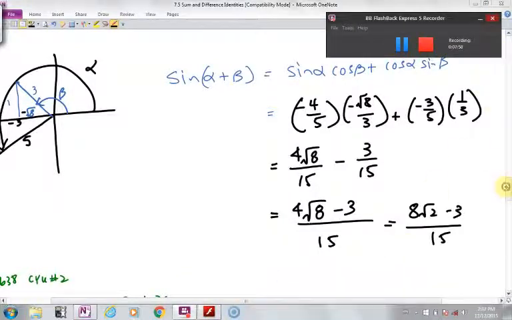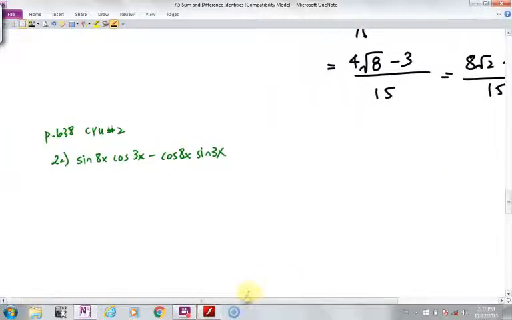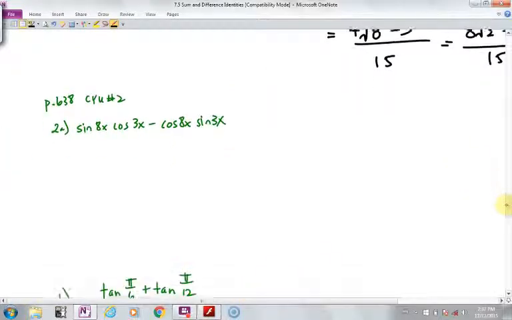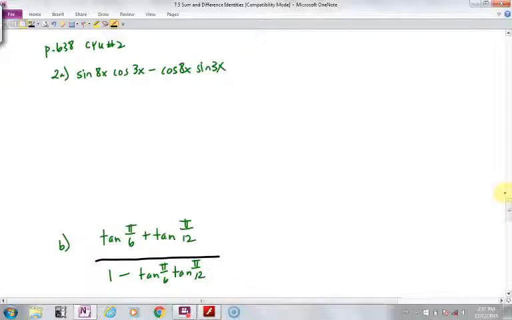Okay, so the question I want to do is on page 638 in your textbook. The check your understanding number 2, there's an A and a B, so we're going to do A and we're going to do B. Okay? So in A, it's asking you to simplify this expression and then evaluate if possible. So you look at it and you say, oh, sine 8x cos 3x minus cos 8x sine 3x. And you think, that looks familiar to me. That looks like something on my orange sheet.